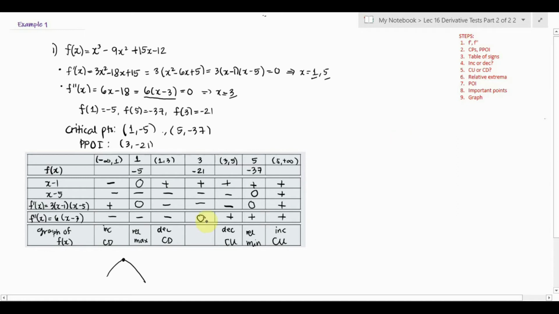Tingin tayo sa 3. To the left of 3, you have negative, and to the right, you have positive. That means your graph changes from concave down to concave up. Hence, this is indeed a point of inflection. Now, nakumpleto na yung table, pwede na tayo mag-graph.